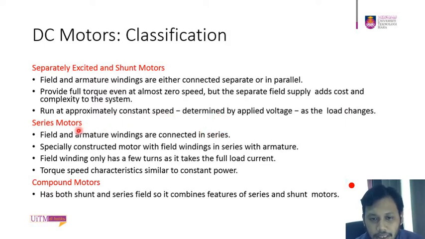So for the series motor, the field and armature windings are connected in series. It is a specially constructed motor with field windings in series with the armature, and the field windings only have a few turns as they take the full load current. The torque-speed characteristics are similar to constant power. And the third one, the compound motor, has both shunt and series fields, so it combines features of both the series and shunt motors.